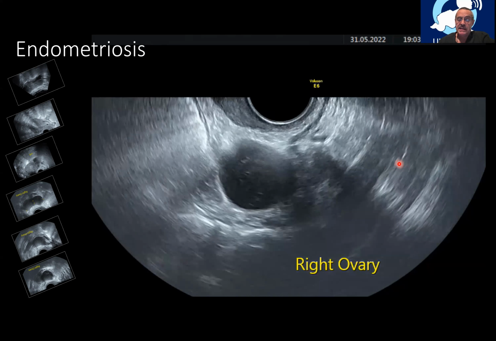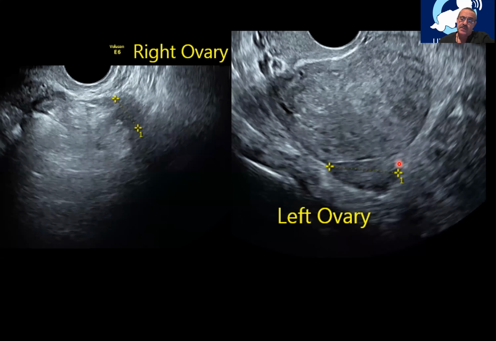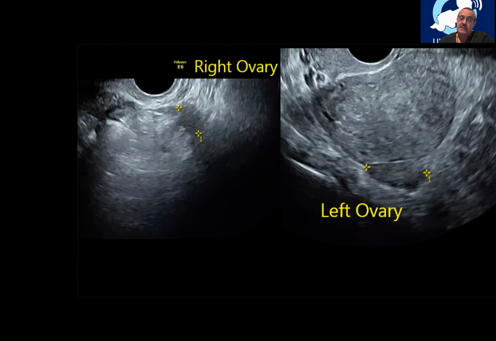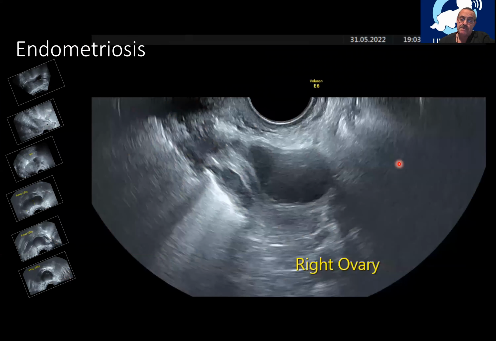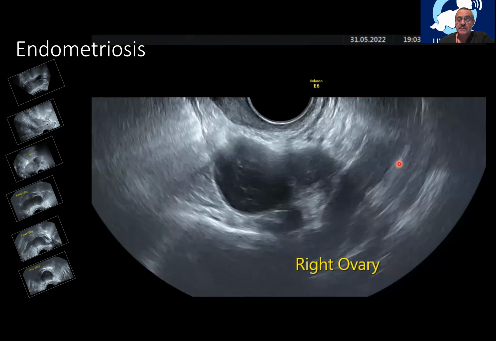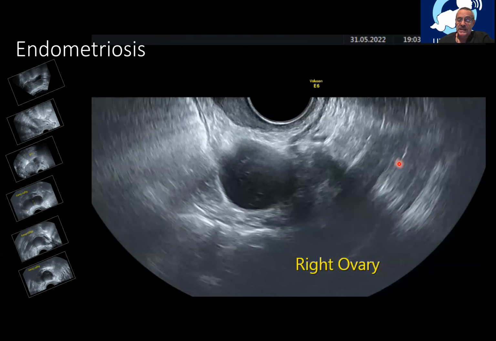That's a complex adnexa with the topography of the right ovary, very complex. With an image alike the hemorrhagic corpus luteum we saw on the first slides.